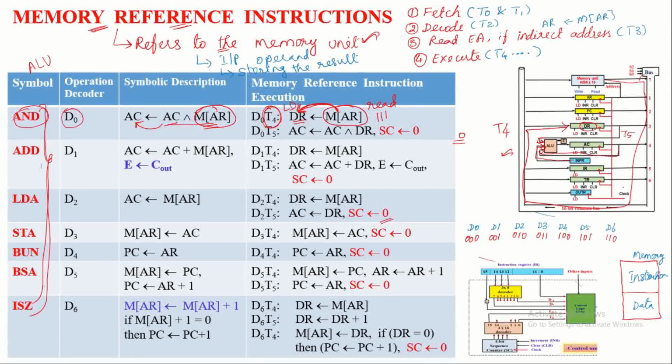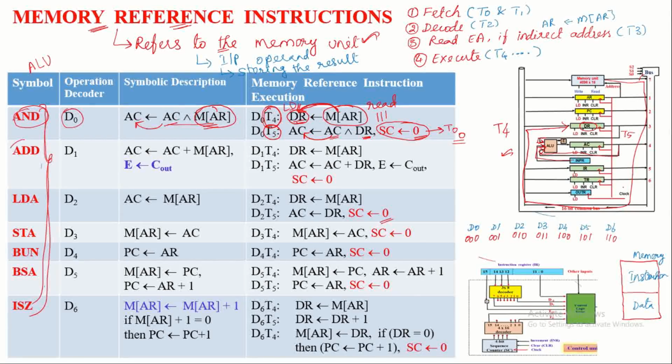At the end of the T4 timing signal, the operand which is read from the memory will be available in the data register. During the timing signal T5, an AND logic operation can be performed between the content available in the accumulator and the data register, and the result is stored into the accumulator. At the end of the clock cycle, the sequence counter value needs to be cleared in order to generate the timing signal from T0 for executing the next instruction in the sequence.